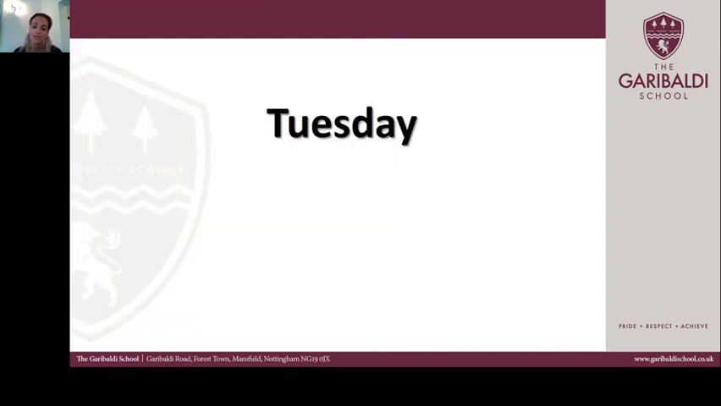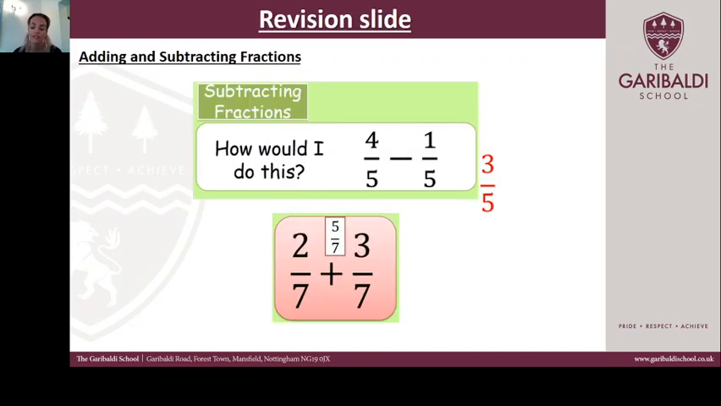Welcome to Tuesday's questions. So our revision for today before your questions is adding and subtracting fractions. So just to remember, adding and subtracting fractions is the same method. To add or subtract fractions, you have to make sure that the denominators are the same number first. So if we look at the first example, 4 over 5 minus 1 over 5, the denominators are already the same. So you just subtract the numerators, so 4 take 1 gives you 3, and the denominator remains the same, which is 5. So your answer is 3 over 5.